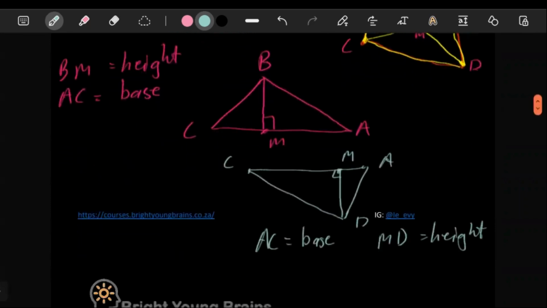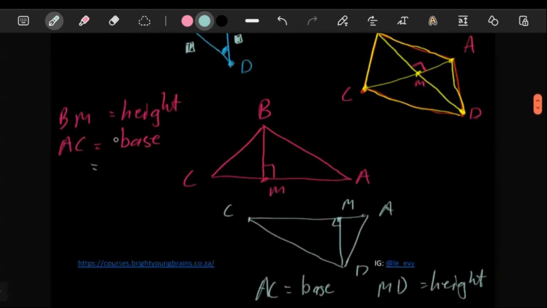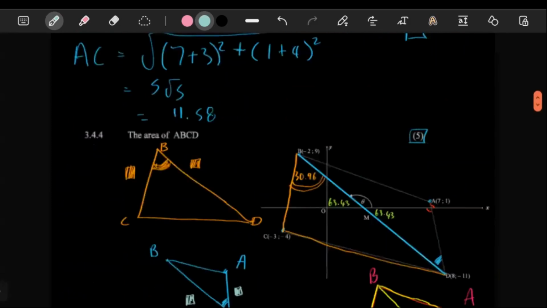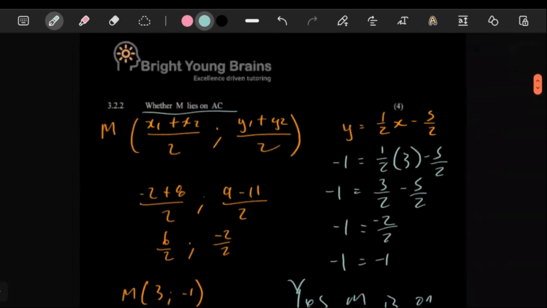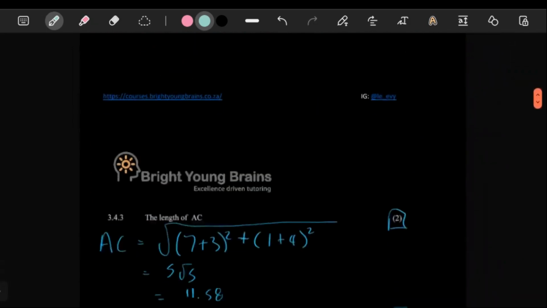So we need to be careful. We have the base for both sides. AC, we worked it out to be 5 square root of 5. And here also the base is just 5 square root of 5. And then here MD and BM. What other lengths did we work out? Did we work out any other lengths here? Nope, but it looks like we could. Let's see what we can work out, because it looks like we can just work out the lengths of our heights.